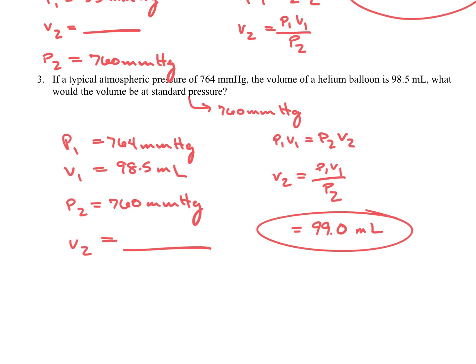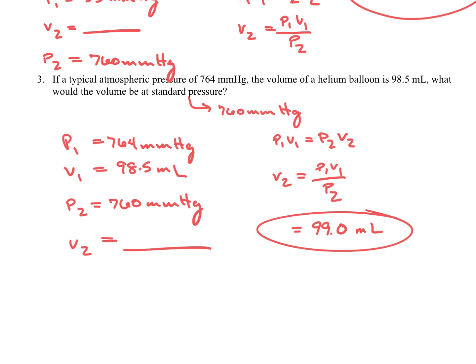The second question actually also deals with Boyle's law. So you need to use pressure and volume again to determine the final volume. Here are the givens. Rearrange them into this equation. If you allow V2 to be all by itself by moving P2 to the other side, then the volume at the end is 99.0 milliliters.